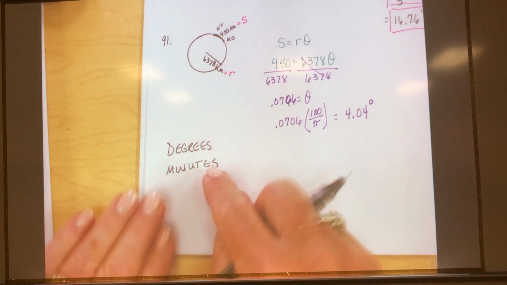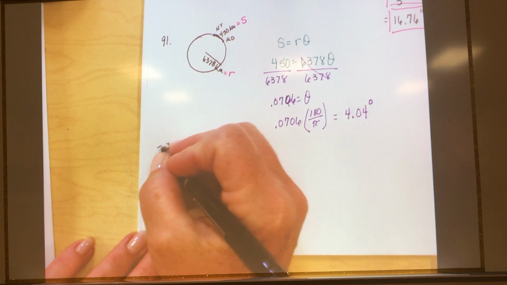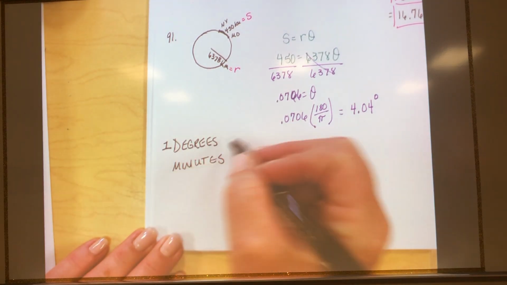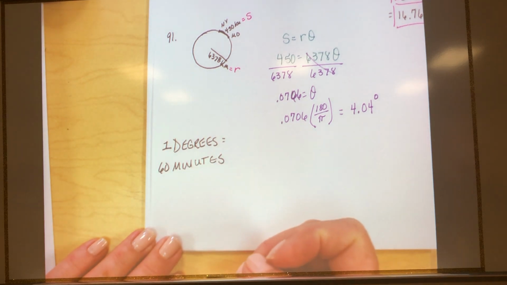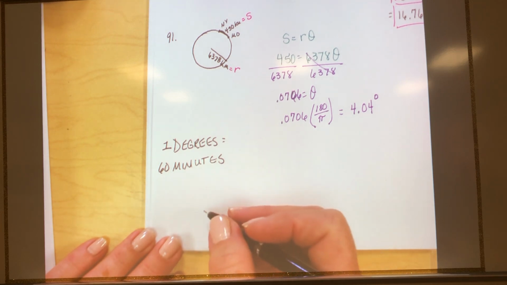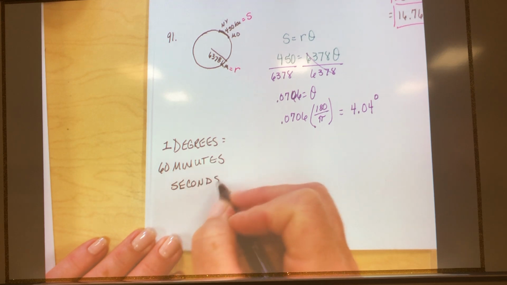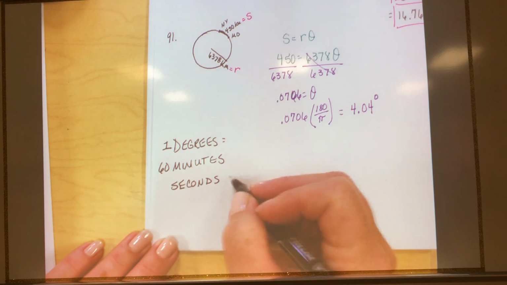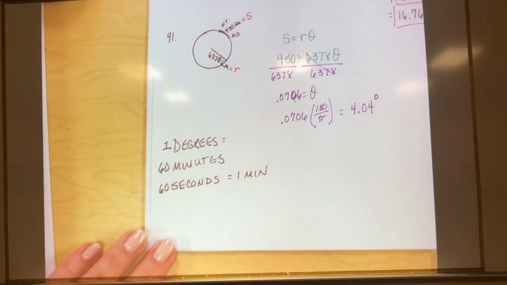Okay, now, guess how many minutes it takes to make 1 degree? 60. Yes. Isn't that nice? So 1 degree is equal to 60 minutes. Okay? Guess what minutes can be divided up into? Seconds. Guess how many seconds 1 minute equals? 60 seconds. Oh my goodness.